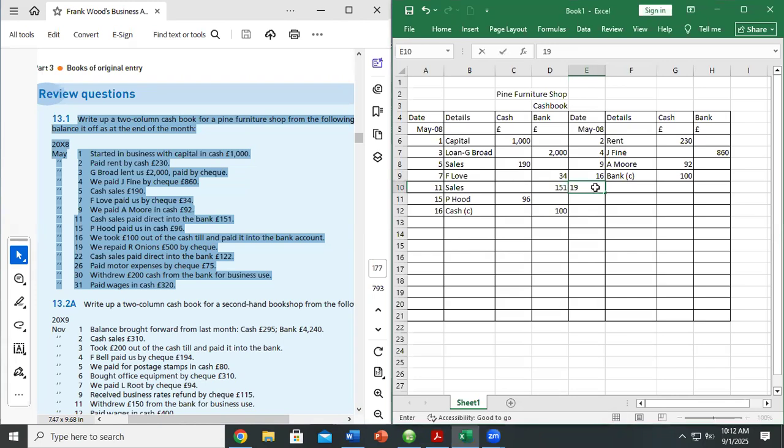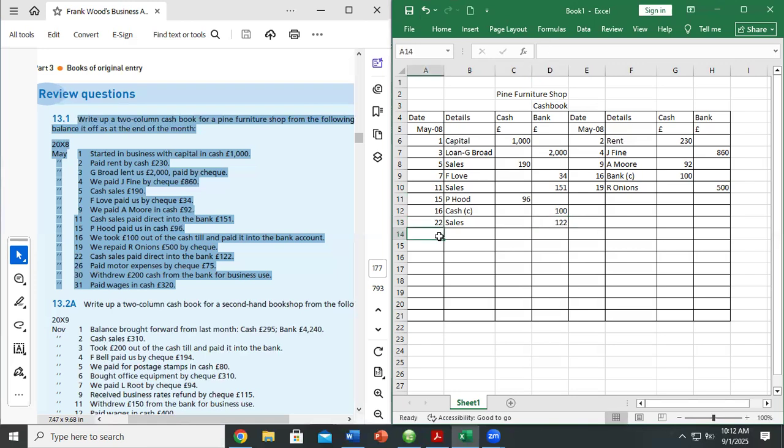19th. The details will be our onions. We paid using a check, so that will go under bank 500. Then 22nd, another cash sales paid directly into the bank. So I think we are familiar with this. 22nd, a sale was paid into the bank. So sales, we deposit it into the bank, or we debit the bank 122.